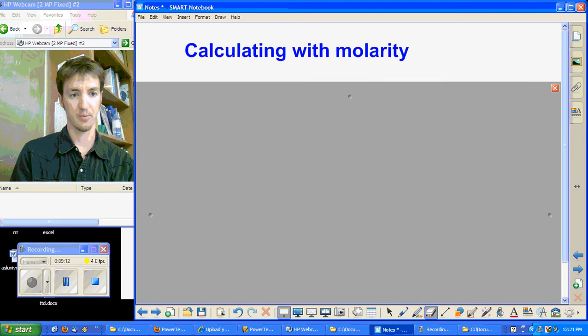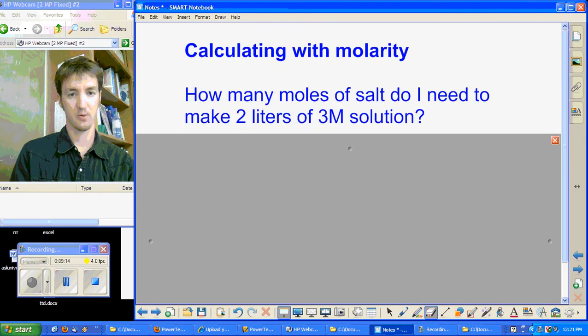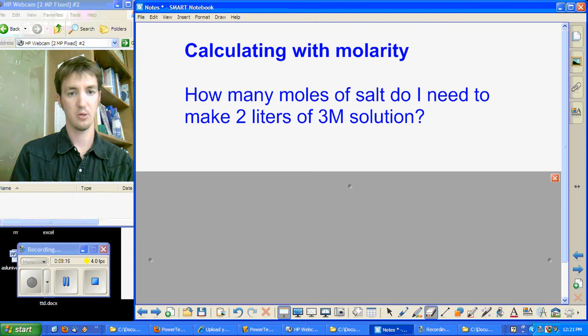So calculating with molarity. First off, a question could ask you, how many moles of salt do I need if I want to make 2 liters of 3 molar solution? In math, what does the word of mean? That's right, it means multiply. So they're almost telling you right here, you're going to multiply these two things. Okay? But looking at your mole sheet, how many moles of salt if I know liters and molarity?